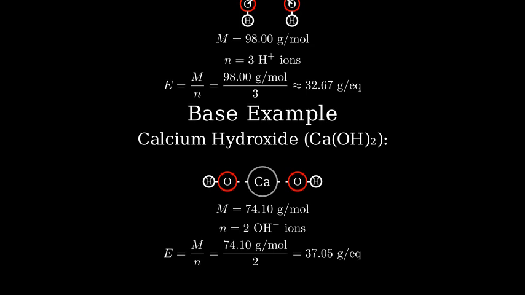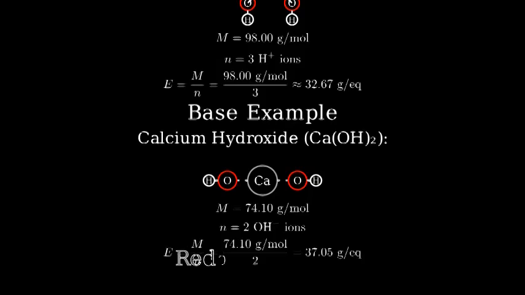The molar mass of permanganate, MnO4-, is 118.94 grams per mole. The manganese changes from an oxidation state of +7 in MnO4- to +2 in Mn2+, which is a change of 5 units. So n equals 5. Therefore, the equivalent mass is 118.94 divided by 5, which equals 23.79 grams per equivalent.